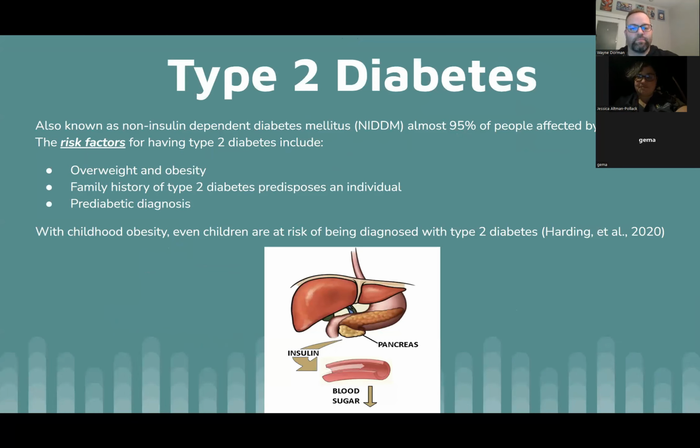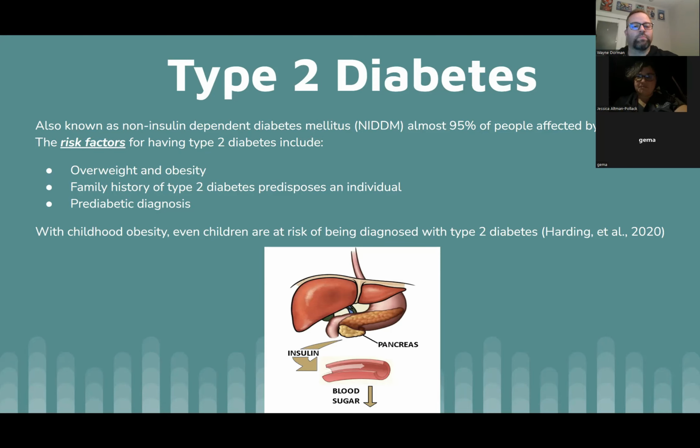Type 2 diabetes is also known as non-insulin dependent diabetes mellitus, and almost 95% of people who are affected by diabetes have type 2. Some of the risk factors for type 2 diabetes do include being overweight or obese.